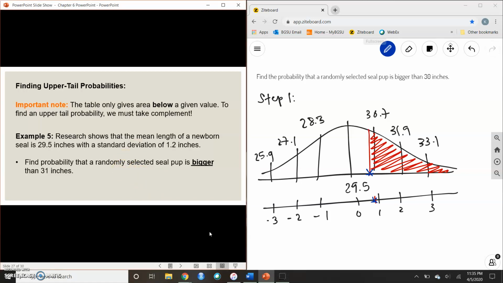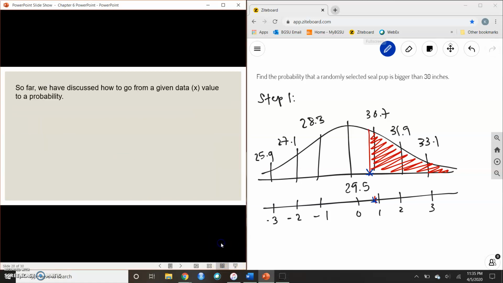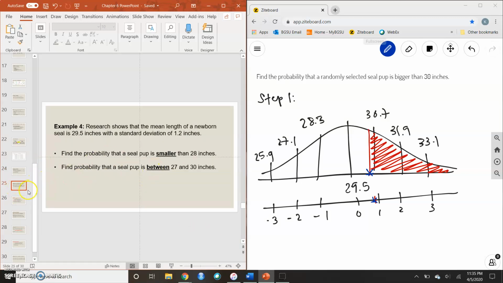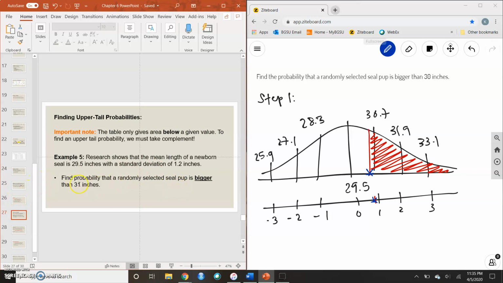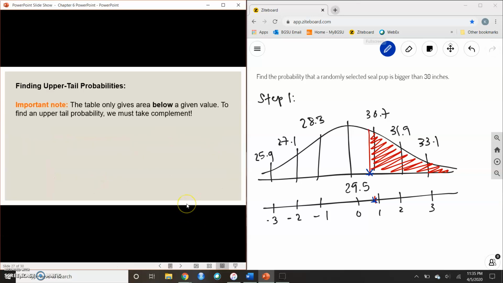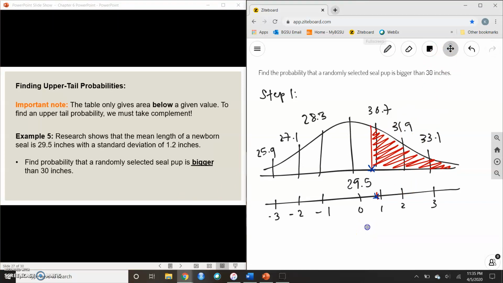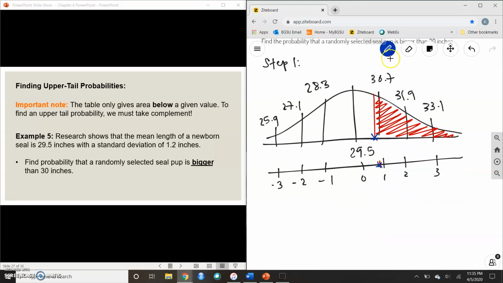Actually, that is a typo. Let me change it very quickly here. It should not be 31, it should be 30. So we're looking for the probability that it is greater than 30, or bigger than 30. Okay. So the graph was labeled correctly. This part right here is going to represent 30.